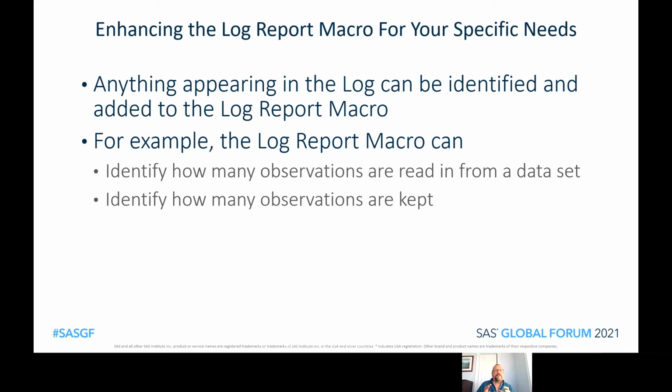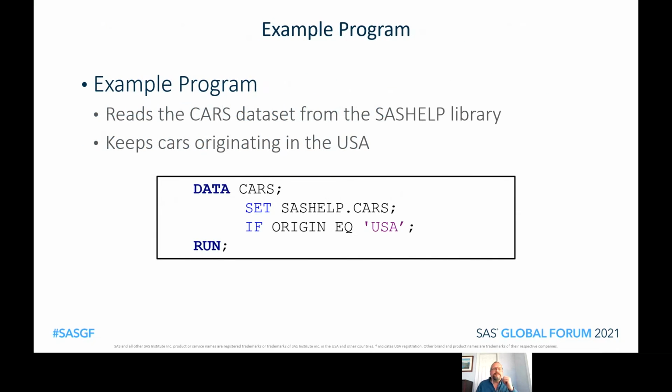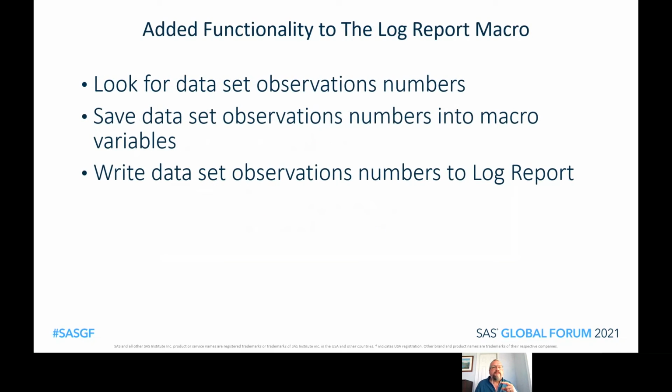In addition to finding instances of errors, warnings, and problematic notes, you can also enhance the log report, like I said earlier, to capture anything that appears in the log. What I'm doing here is tracking the flow of the data: seeing how many observations are going into the process and how many are coming out. Here's a little sample program. It grabs the cars data set from the SASHELP library and, using a subsetting IF statement, keeps only those cars originating from the US. Functionally, it's the same kind of code that I've already shown you for debugging.